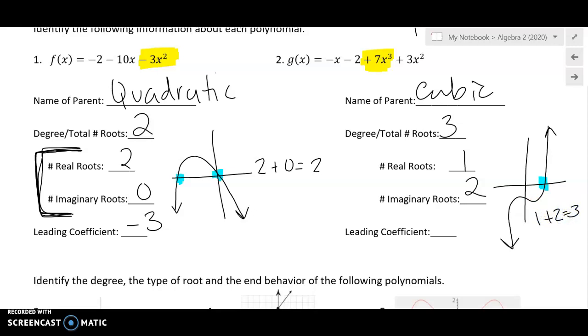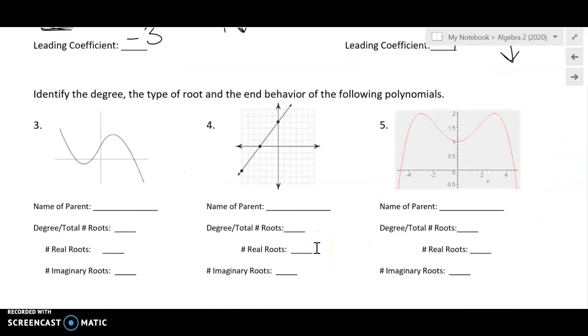And then the leading coefficient is the number in front. In this case, I'm still looking at the yellow. It's a positive 7. And that's just picking apart the equation. I gave you the graph, but those are the pieces. Okay, same thing, but now the picture is actually more legitimate. So it says identify the degree, type of root, and behavior, and so on, for these questions.